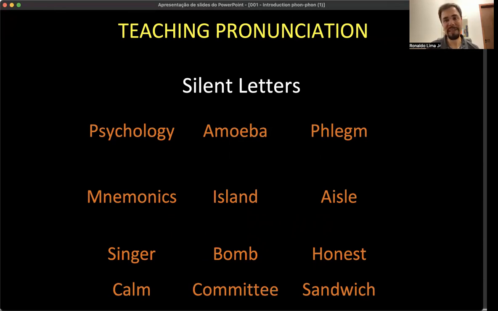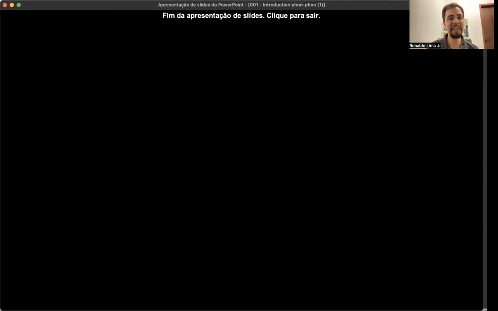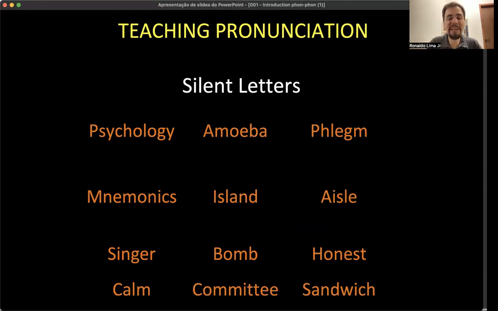And silent letters, right? So English has lots of silent letters sometimes. The first one, psychology, the P is silent, it's not pronounced. In the second one, amoeba, the O is silent, or the O and the E make a combination, right? In phlegm, the G is silent. In mnemonics, initial M is not pronounced. In island and aisle, letters S are not pronounced. In singer, the G is not pronounced, not "singger," right? You don't pronounce "sing-ger," so you don't do "singger." "Sing," so you do "singer," yeah? Bomb, the final B is not pronounced. Honest, initial H, even though some initial H's are pronounced, as in helicopter, yeah? Calm, the L is not pronounced. Committee, it's just an example to show double letters, right? So we have double M, double T, double E, right? And sandwich, the D is usually not pronounced, okay?